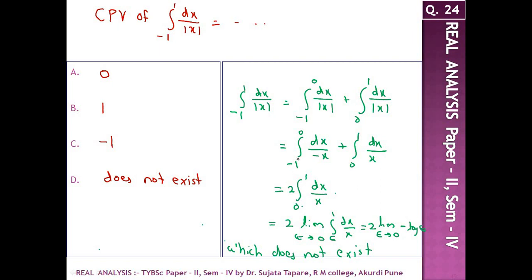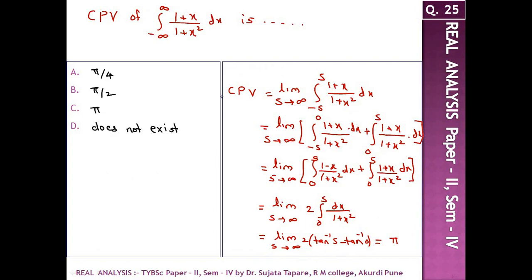So we have integration 0 to 1 dx upon x. So 2 times the same term. So we have 2 times integration 0 to 1 dx upon x, that is 2 into limit when epsilon tends to 0, integration epsilon to 1 dx upon x. So that is equal to 2 into limit epsilon tends to 0 of minus log of epsilon. Obviously, when epsilon is equal to 0, this log of 0 does not exist. So therefore, here CPV of this integral does not exist. Next one.